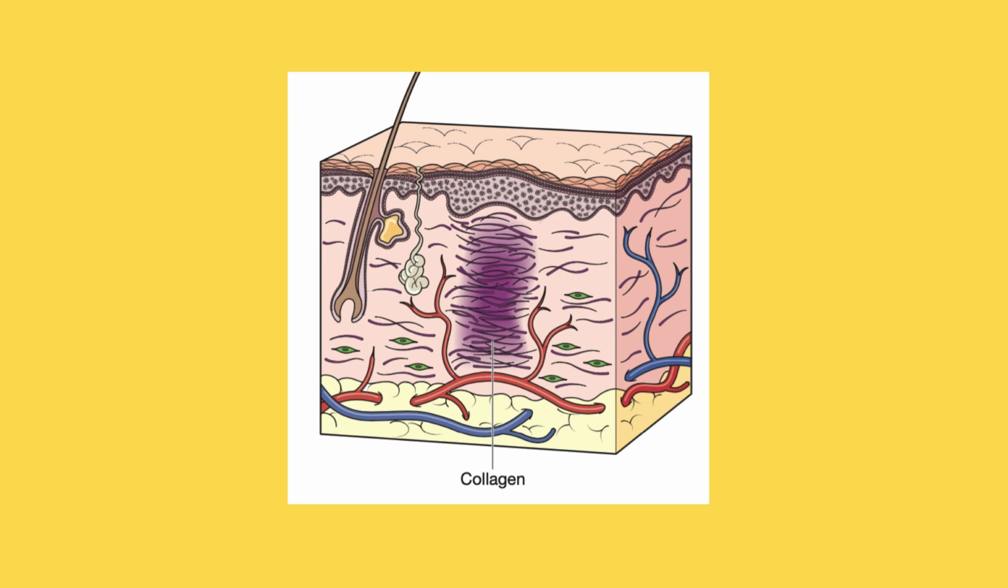The collagen becomes more cross-linked and uniformly aligned, leading to increased tensile strength in the wound. The maximal tensile strength in the wound is reached 12 weeks post-injury and represents approximately 80% of the uninjured skin strength.